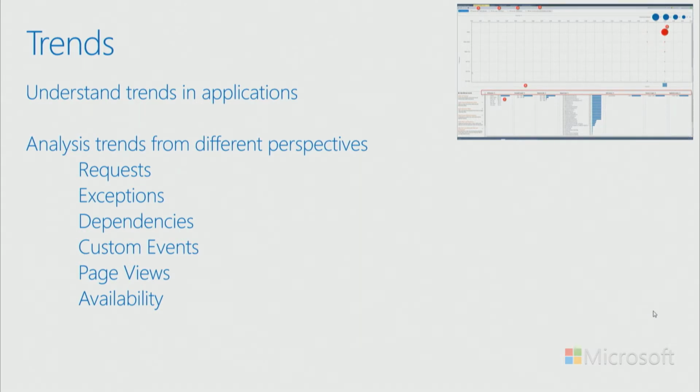So, for example, you can see that over time there is a trend that exceptions are increasing or the performance is being lower. You can see that visually, and then you can drill down to see what kind of problems you are facing and why they are happening.